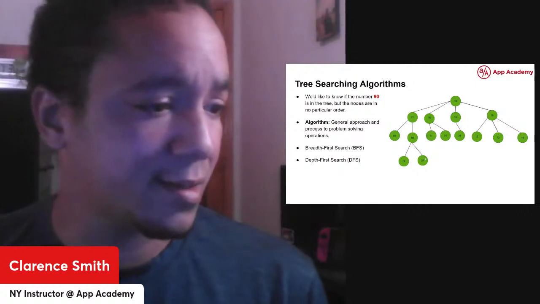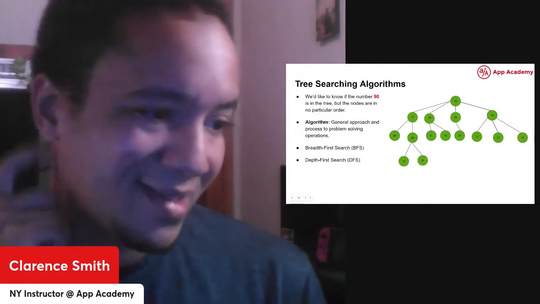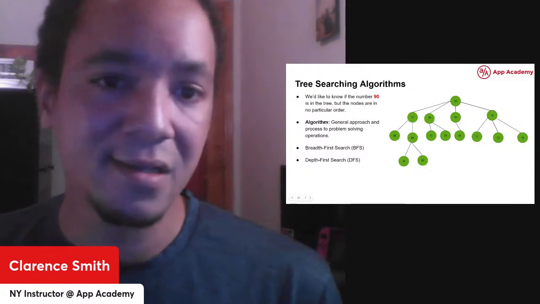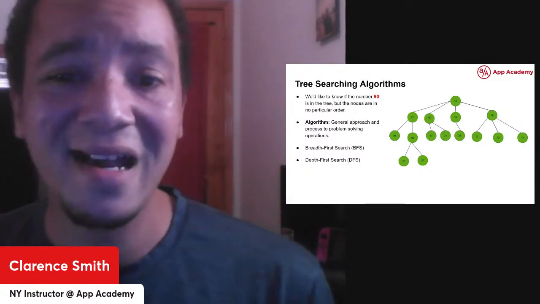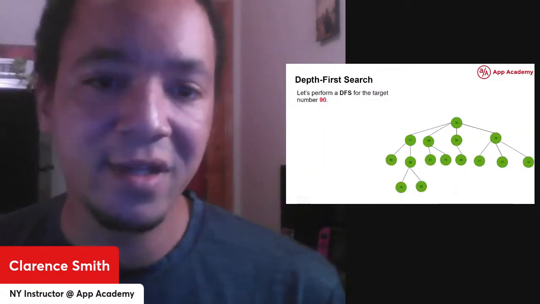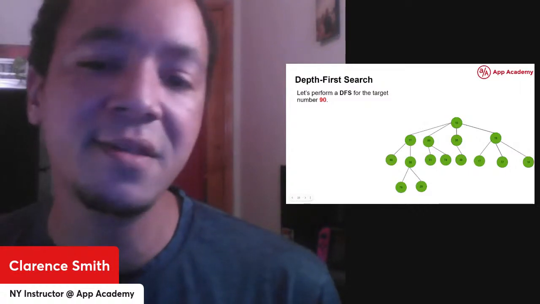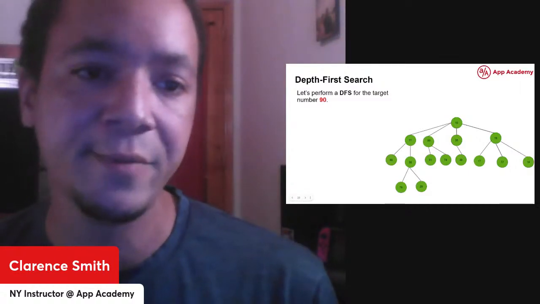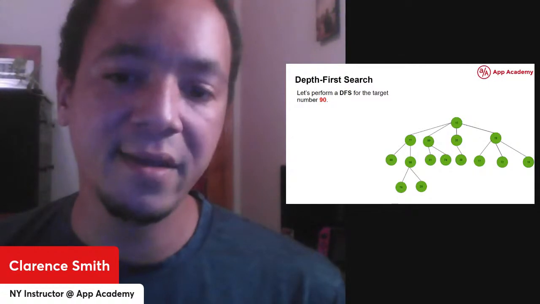All right, let's take a look. The first one up is actually the depth first search. So let's take a look at that. We're searching for the number 90. Take a look, see if you can use your human brain computer to find the number 90. It's very easy. It's right there, right? So the number 90 is right there.